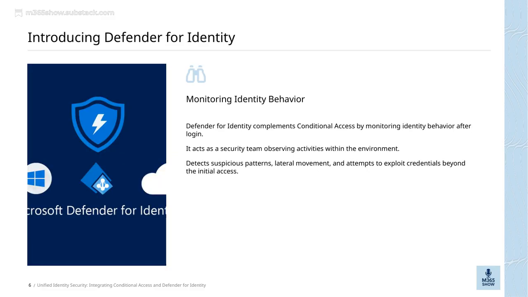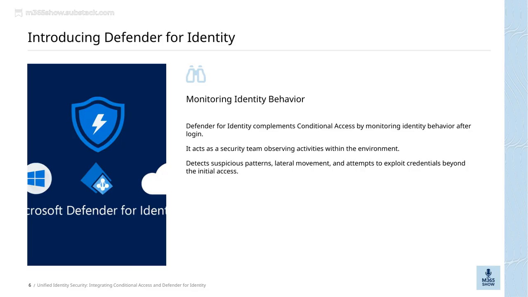Now, let's talk about Defender for Identity and how it fits into our overall security strategy. Essentially, it complements conditional access by focusing on monitoring identity behavior after a user has logged in. Think of it as a security team that's constantly observing what's happening within your environment. It doesn't just stop at verifying who you are at login. It keeps watching for any suspicious activity.